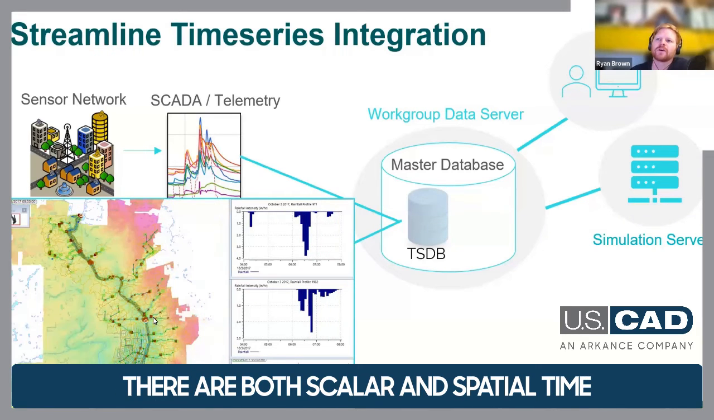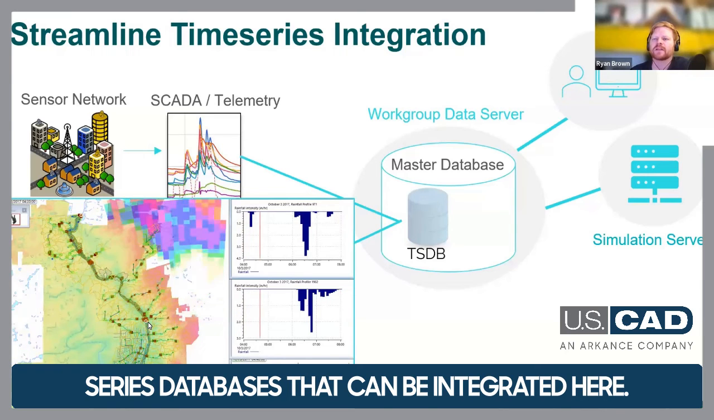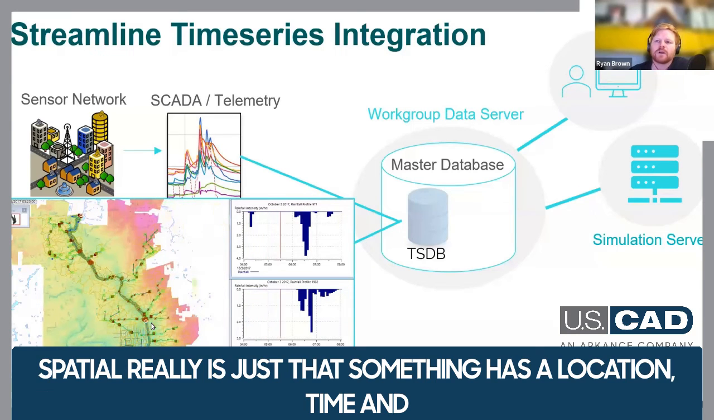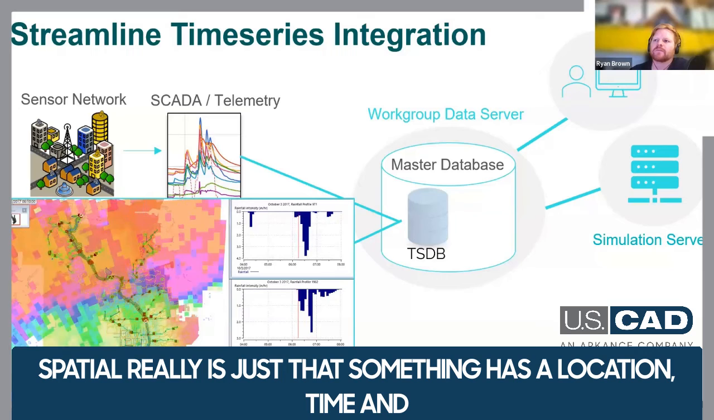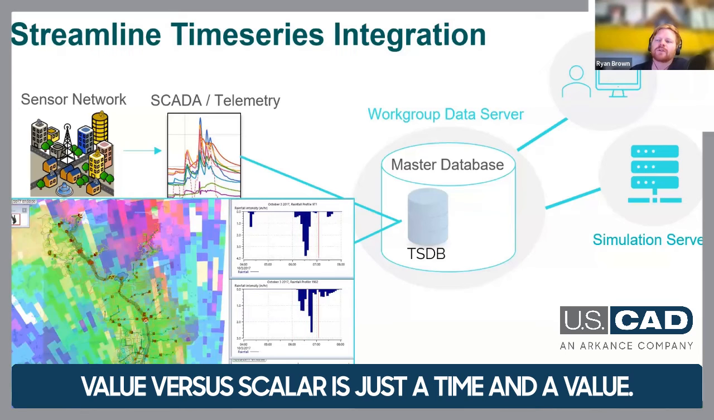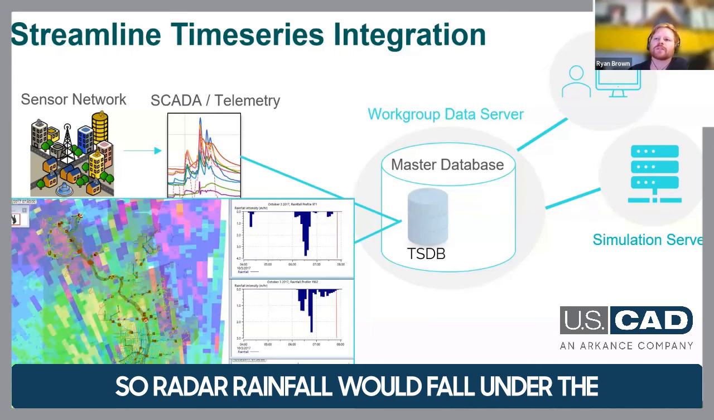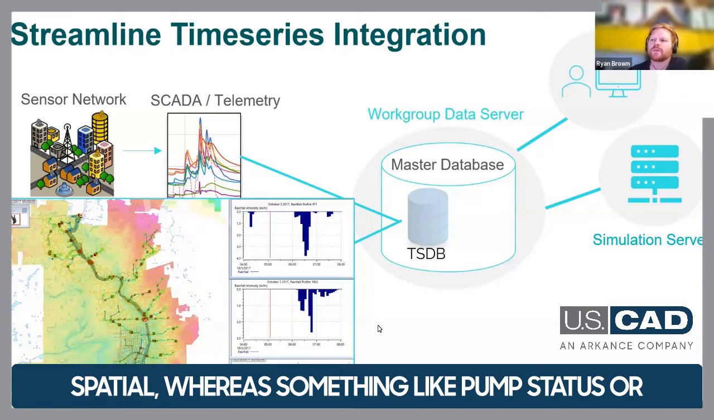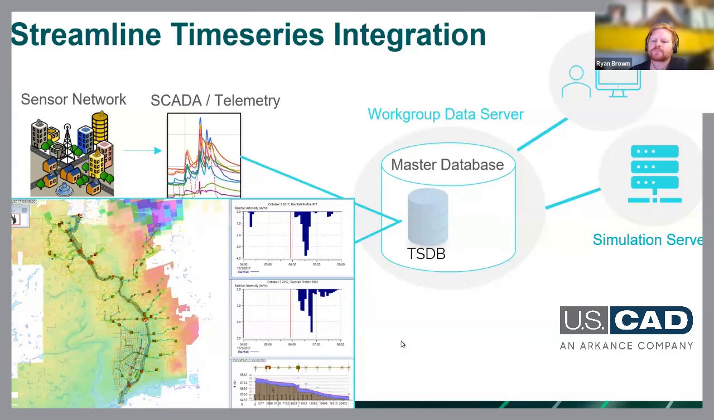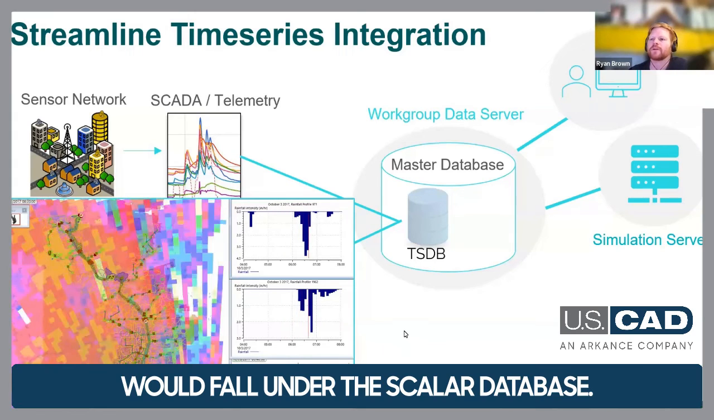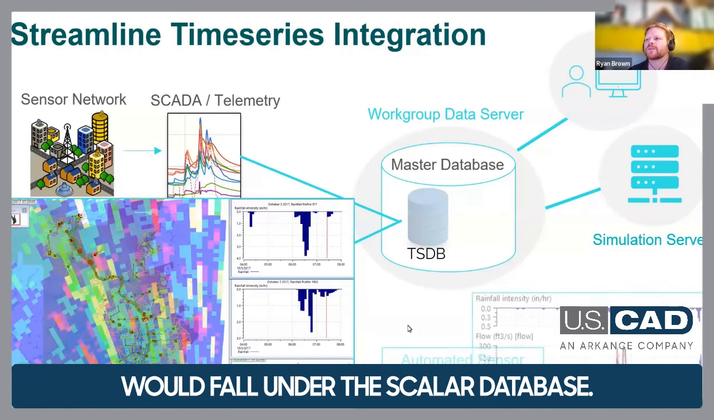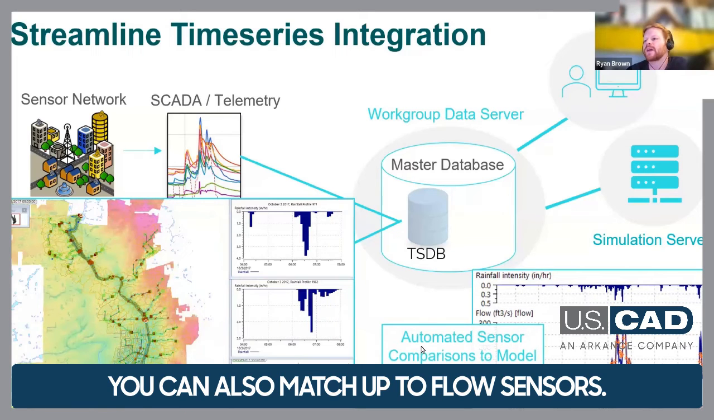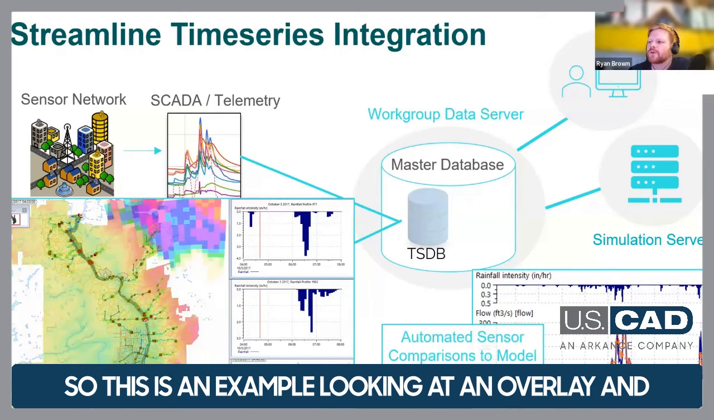There are both scalar and spatial time series databases that can be integrated here. Spatial really is just that something has a location, time, and value, versus scalar is just a time and a value. So radar rainfall would fall under the spatial, whereas something like pump status would fall under the scalar database. You can also match up to flow sensors. So this is an example looking at an overlay.